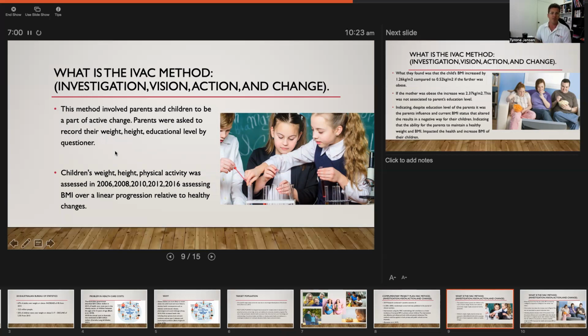Parents were asked to record their weight, height, and educational levels by questionnaires. Children's weight, height, and physical activity were also assessed in 2006, 2008, 2010, 2012, and 2016, assessing BMI over a linear progression relative to healthy changes.